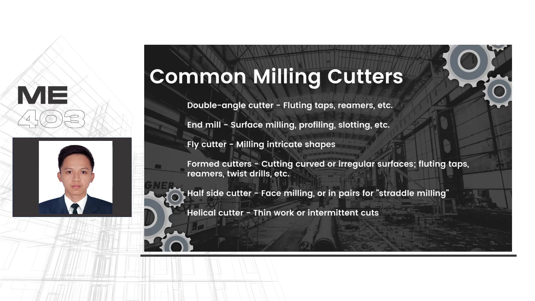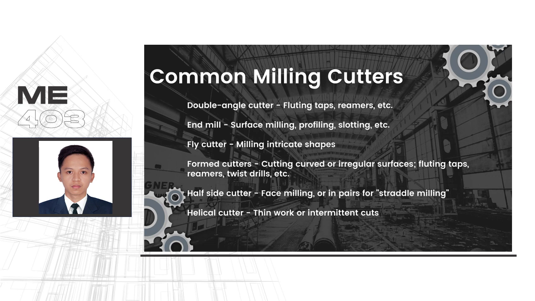Common milling cutters and their applications. Double angle cutter, used for fluting taps, reamers, and so on. End mill, suited for surface milling, profiling, slotting, and so on. Fly cutter, can be used to mill intricate shapes that do not warrant the expense of form cutters. Form cutters, used to cut curved or irregular surfaces, also for fluting taps, reamers, twist drills, and so on. Half side cutter, used for face milling or in pairs for straddle milling.